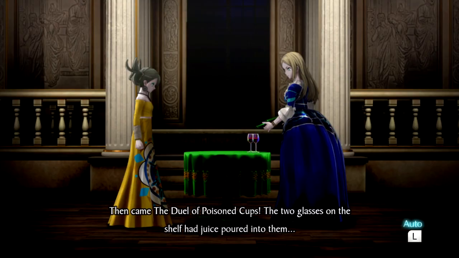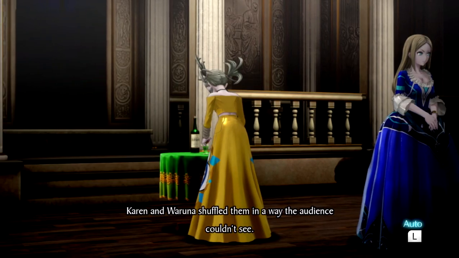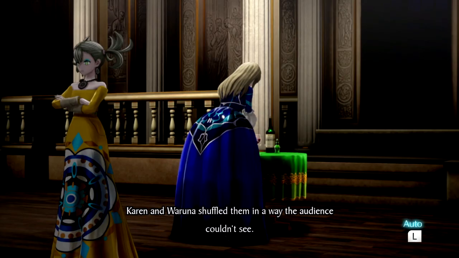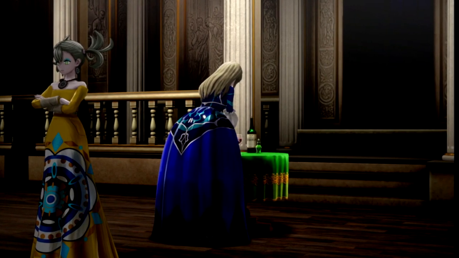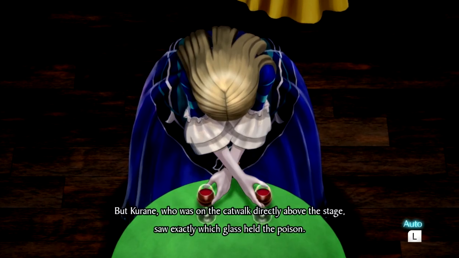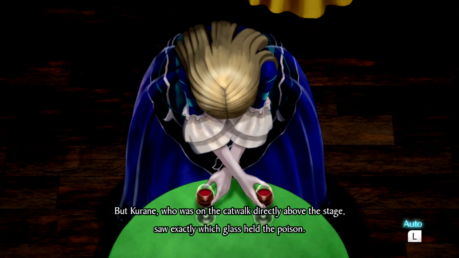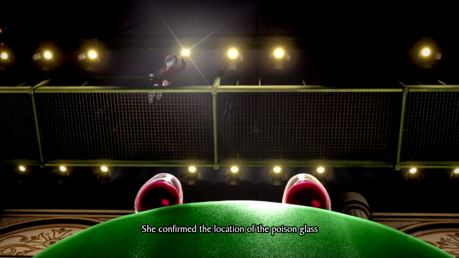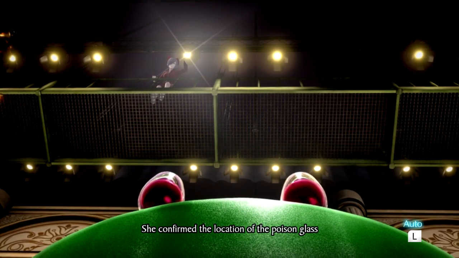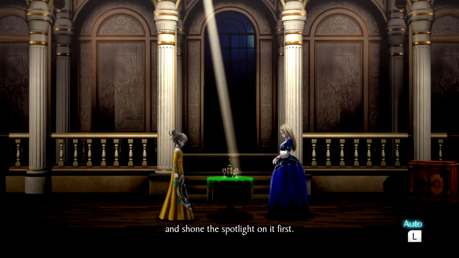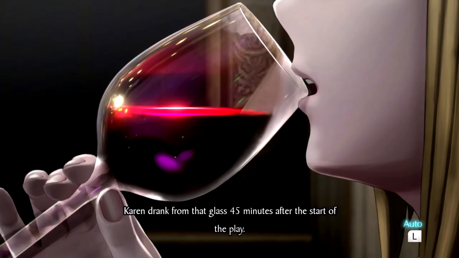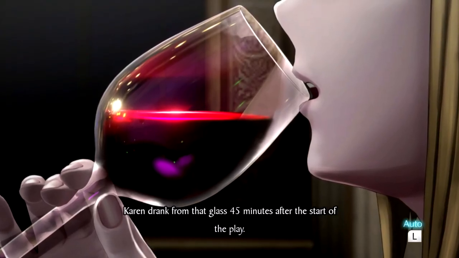The two glasses on the shelf had juice poured into them. Cotton and Waruna shuffled them in a way the audience couldn't see. But Kurane, who was on the catwalk directly above the stage, saw exactly which glass held the poison. She confirmed the location of the poisoned glass and shone the spotlight on it first. Cotton drank from that glass 45 minutes after the start of the play.